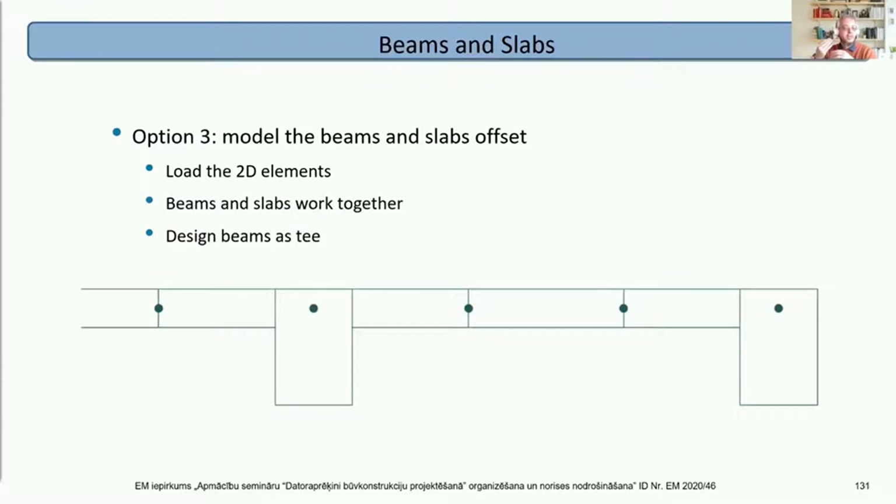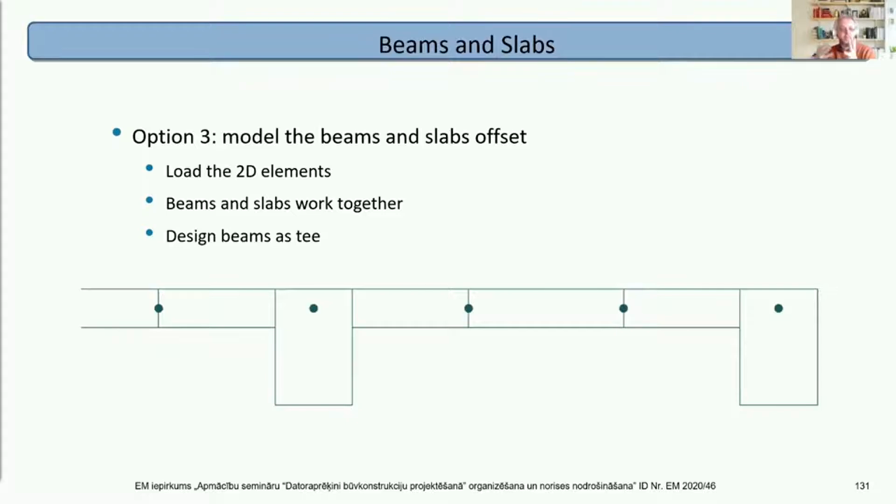Option number 3, again, you've got the slabs and the beams in the model, but this time we offset them. Now in this diagram, I've offset to the centroid of the slab. In reality, maybe it should be the centroid of the combined sections, which is a little bit difficult to calculate because that centroid varies as you go from the beam to the slab and beam again. Anyway, pick a point. So here, like before, you apply load onto the 2D elements, and the beams and slabs are working together, and they're working together compositely.